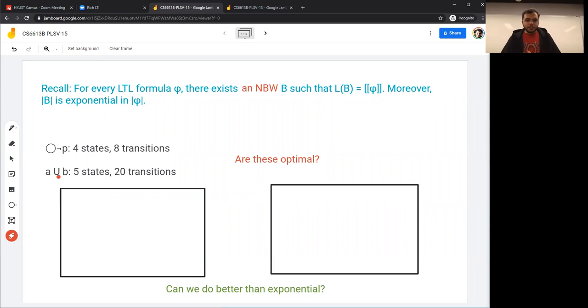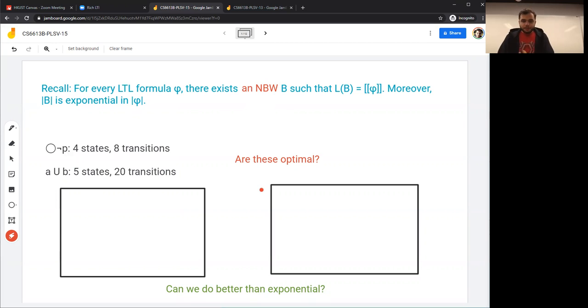Okay, now the algorithm that we saw previously is actually due to Wolper and Vardi. And we saw some examples of it in the previous session. For example, we saw that if our formula is next not P, it creates an NBW which has 4 states and 8 transitions. And the NBW gets actually much more complicated if you have until. So even if you had a formula of length 3, something like A until B, in the previous session, we saw that it leads to a Büchi automaton with 5 states and 20 transitions.